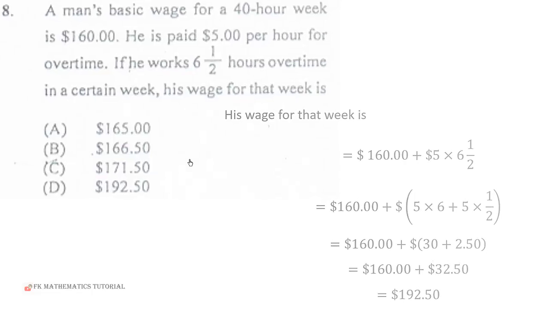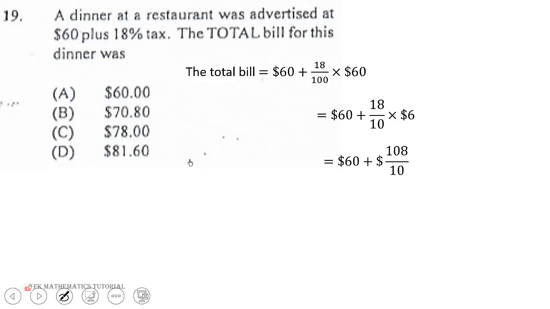Question 19 says that a dinner at a restaurant was advertised at $60 plus 18% tax. The total bill for this dinner was... So the total bill will be $60 plus 18 over 100 times 60. And that will simplify to 60 plus 10.8, which is $70.8.